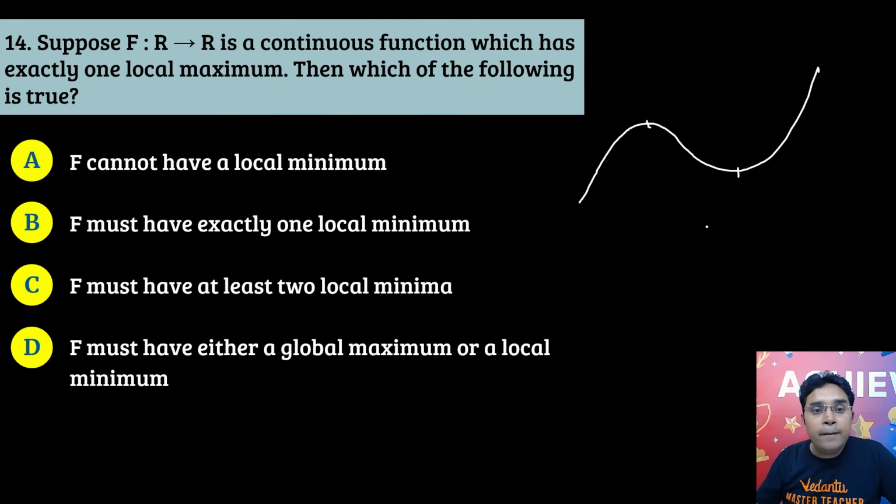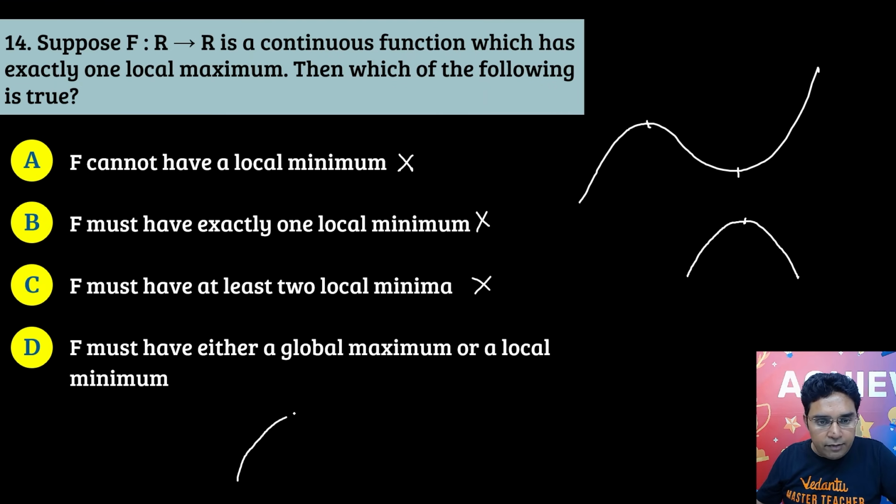Please listen carefully. You may get a quadratic downward parabola like this, in which we will be having exactly one local maximum, but there is no local minimum. So saying that it has exactly one local minimum is also wrong. So this is wrong. This is also wrong. F must have at least two local minimum. This is also wrong from this example. Now coming to the option, F must have either a global maximum or a local minimum. Now if this function is having one local maximum, there can be two scenarios.